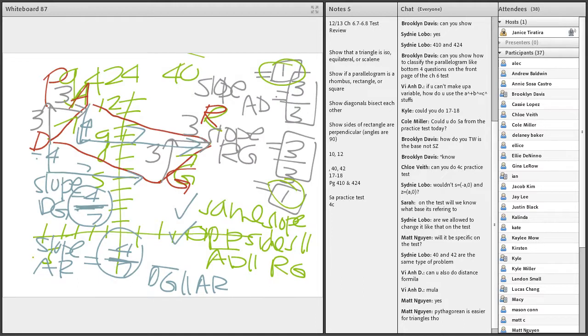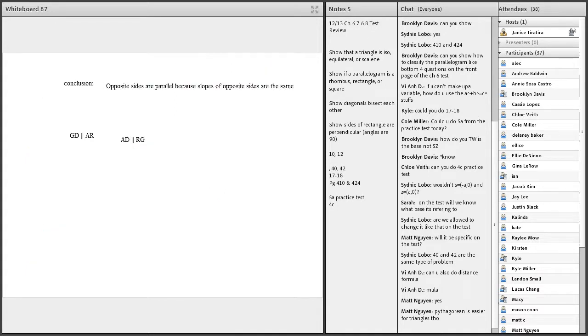I could have found the distance using the Pythagorean theorem, if you like that instead. That's what Tirotera's class focuses on more than the distance formula. Find the distance of AD and the distance of RG, they should be the same. Find the distance of AR and the distance of GD, they should be the same. So you could either do slope or side length, so distance, and you'll get the same results.